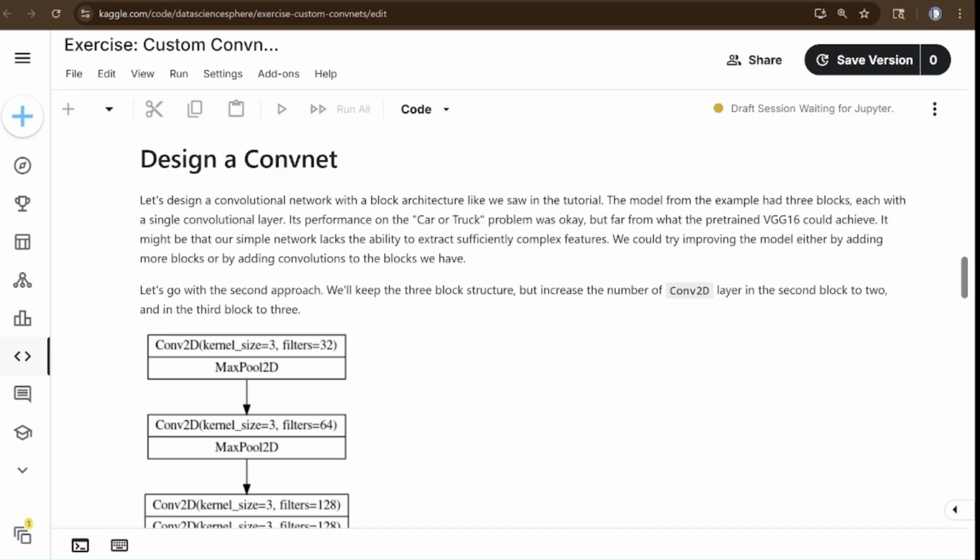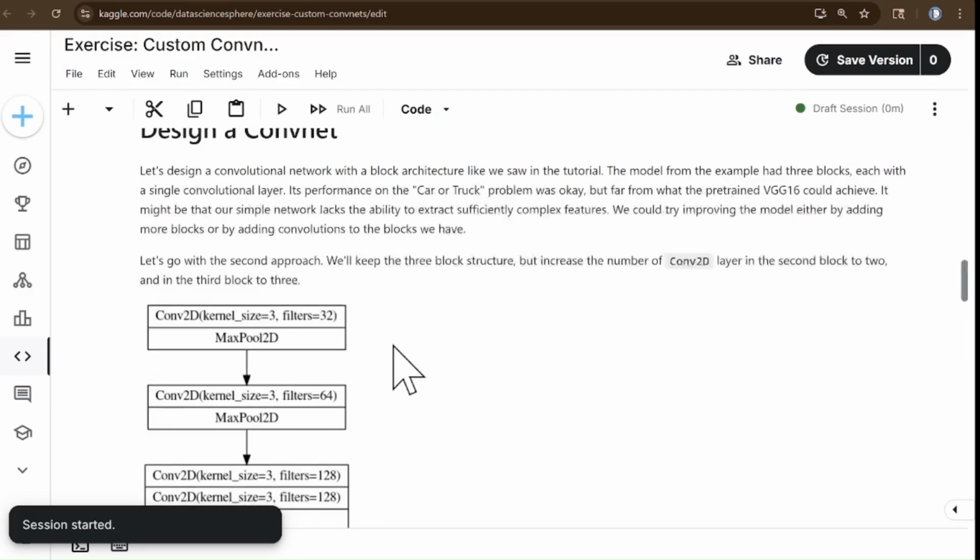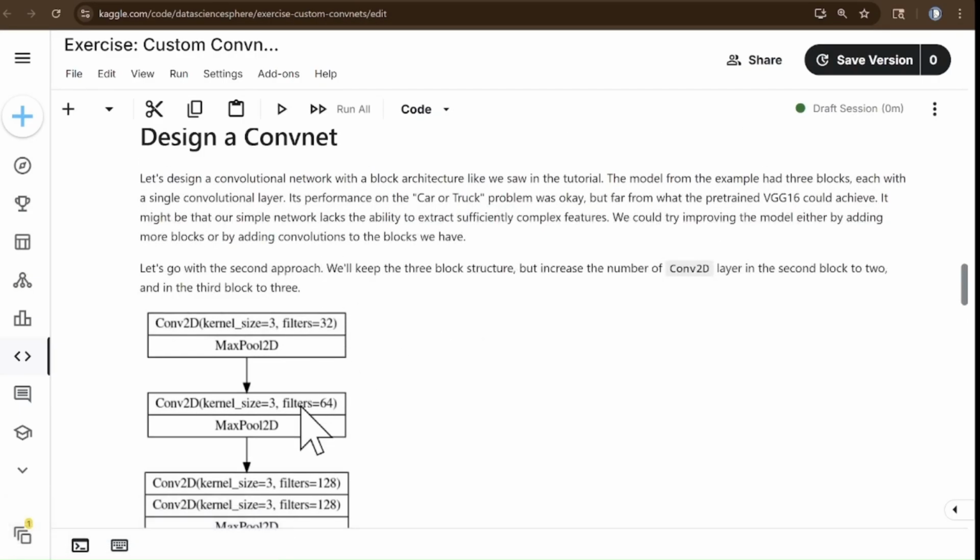The model from the example had 3 blocks. It performs on the car or truck problem, but far from what VGG16 could achieve. It might be that our simple network lacks the ability to extract sufficiently complex features. That is okay. You just have to understand how to start, and later on you can improve the model. And we will keep this block structure.